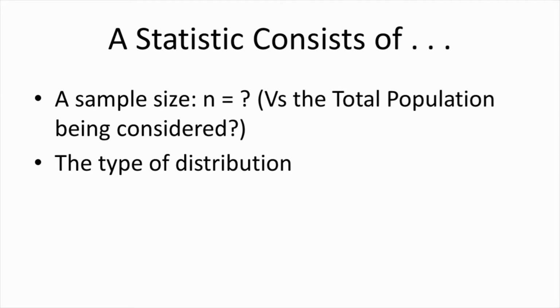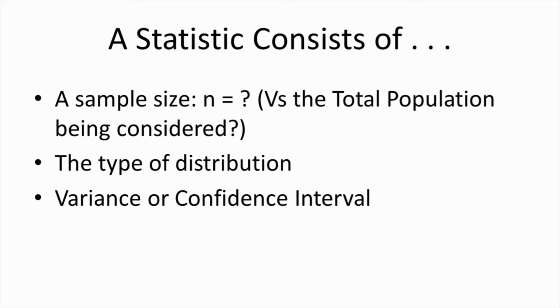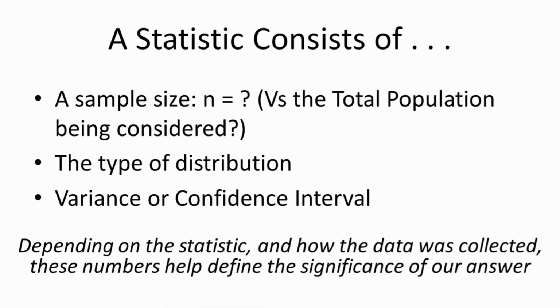Then we need to know what type of distribution best represents the data being discussed. Additionally, a statistic is often accompanied by a mention of the variance or confidence interval. This basically tells you how much wiggle there is around the number being used to represent the data. Depending on the statistic and how the data was collected, these numbers help to define the significance of the answer being represented by the data scientist.